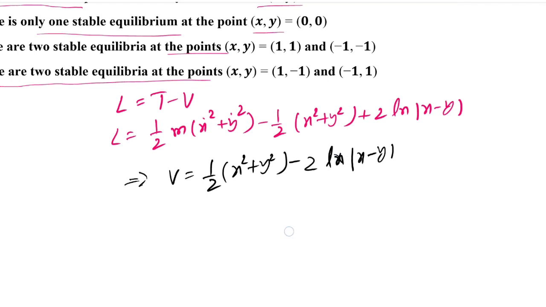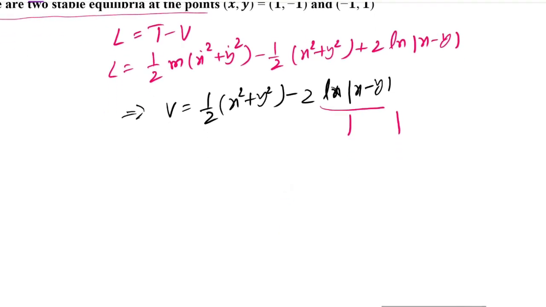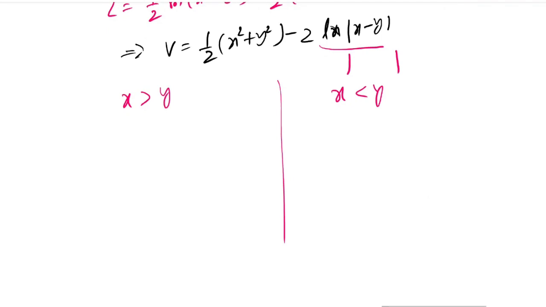Here the important term is the second one, ln of modulus of x minus y. So the modulus is an important factor here. Because of the absolute value, we will have two types of cases. What are those? x greater than y and x less than y. This is only because of the modulus. So we have to solve separately for both of these conditions. Okay, so first of all, we'll do case 1.